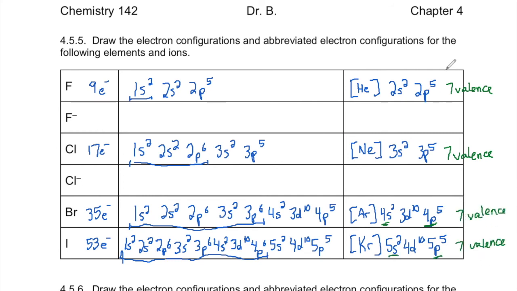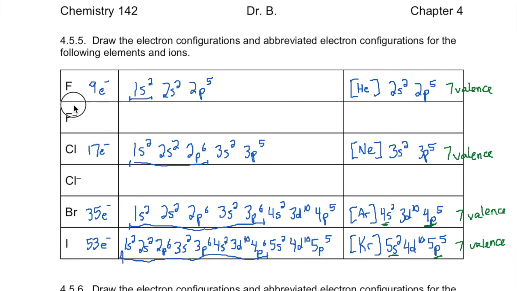Since all of these have 7 valence electrons and want 8 valence, all the elements want 8 valence, then the most obvious thing for these elements to do is to gain 1 electron and become a -1 ion. Then they would have 8 valence electrons.